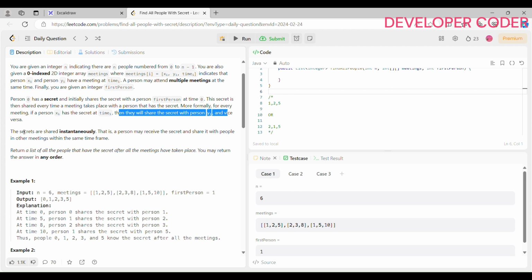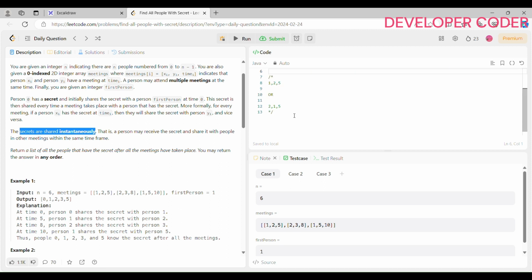Okay, the secrets are shared instantaneously, that is, a person may receive the secret and share it with the people in other meetings within the same time frame. Okay, so let's say there is one more meeting happening. In that meeting 2 is meeting with 3, and at the same point of time, 2 3 5. Okay, so now person 3 will also know the secret, because all the meetings are conducted at the same point of time, 5 5 5.